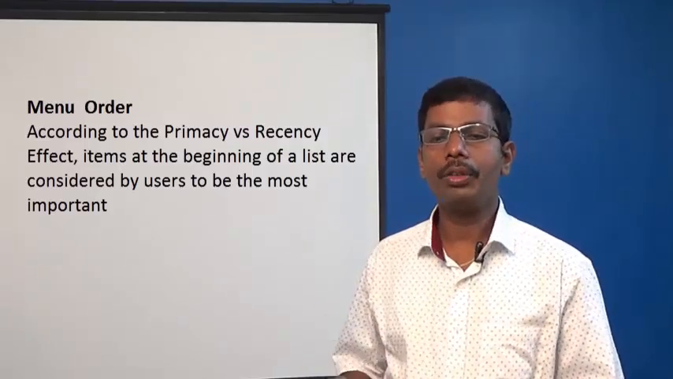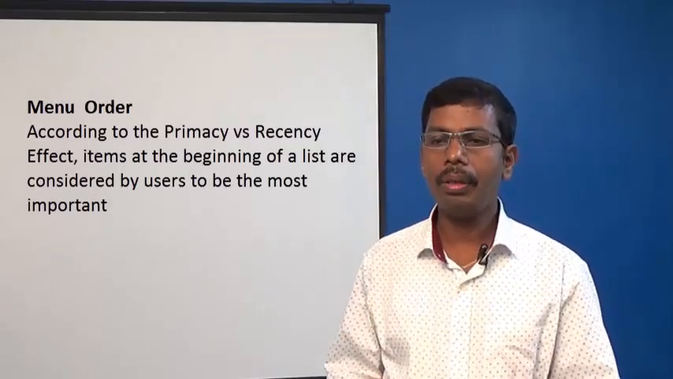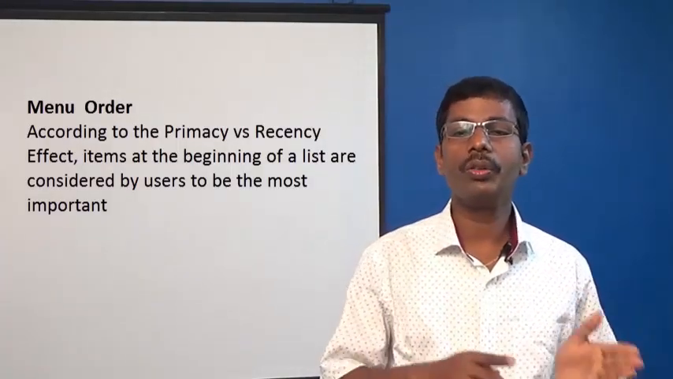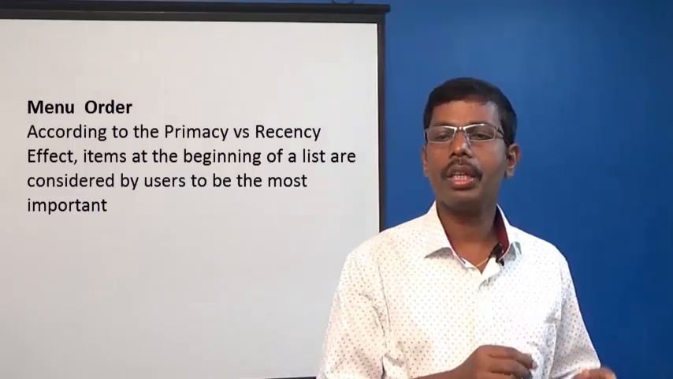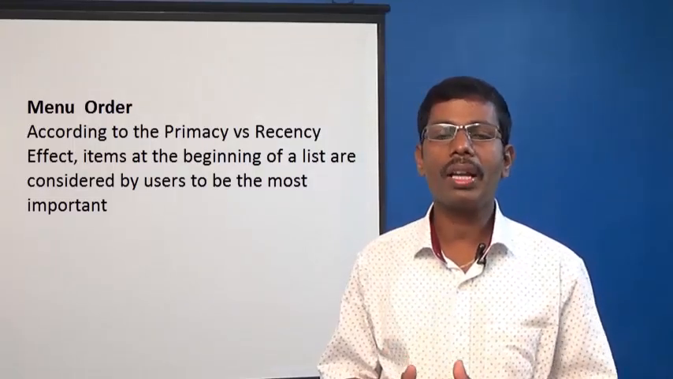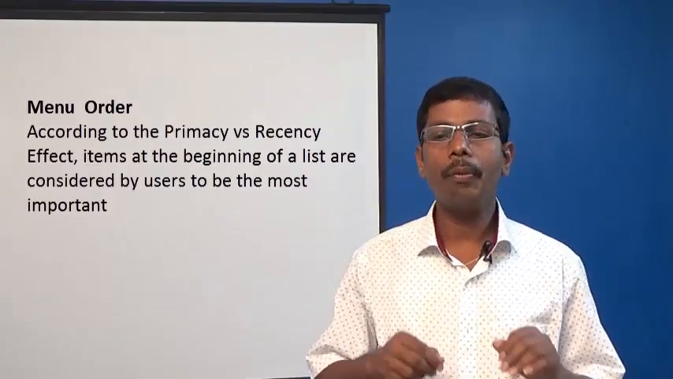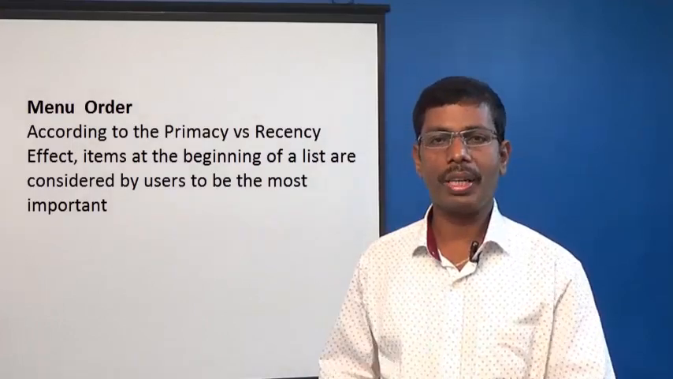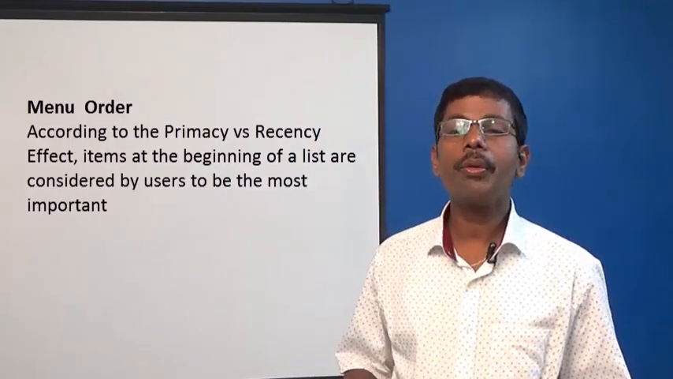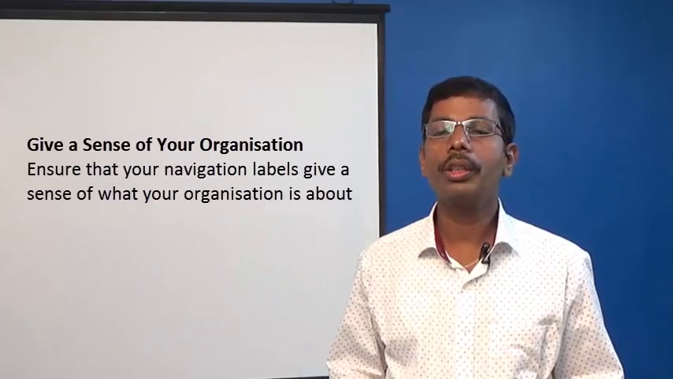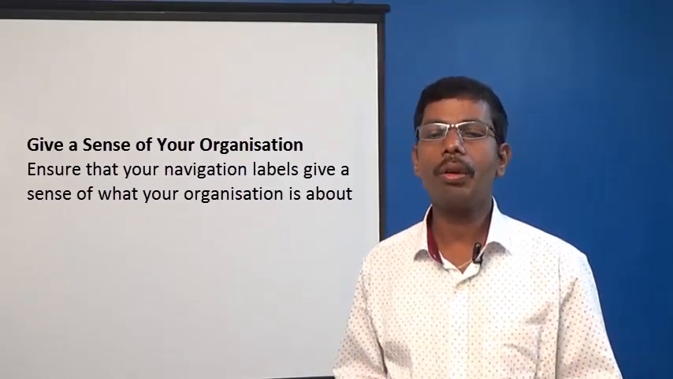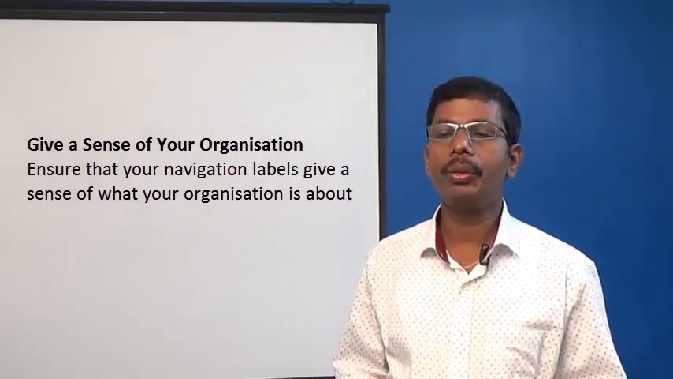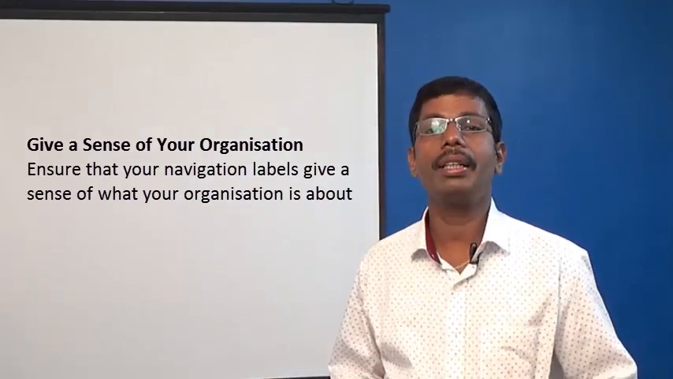Keep this in mind when you are structuring your top navigation labels. Put the tasks which are most important to users first. By doing this, you will ensure that users are able to access the information they want quickly and easily. It reduces your site's overall bounce rate. Then give a sense of your organization. Ensure that your navigation labels give a sense of what your organization is about, and give little insight into what your organization actually does.